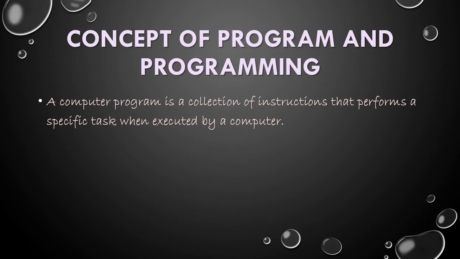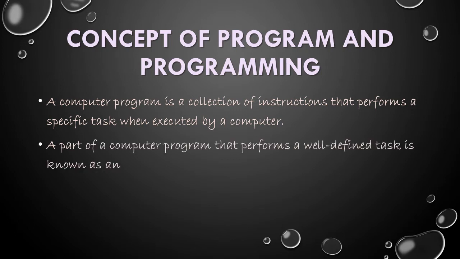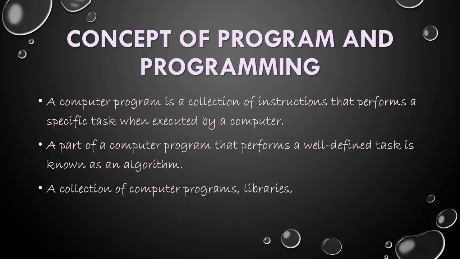A part of a computer program that performs a well-defined task is known as algorithm, and the part of that computer program which performs a particular given task is known as algorithm. A collection of computer programs, libraries and related data are referred to as software, and software is something where the collection of computer programs, libraries and all the related data is there. That collection is known as software.